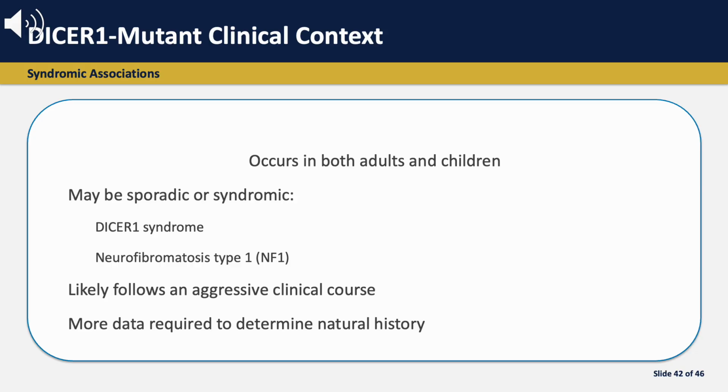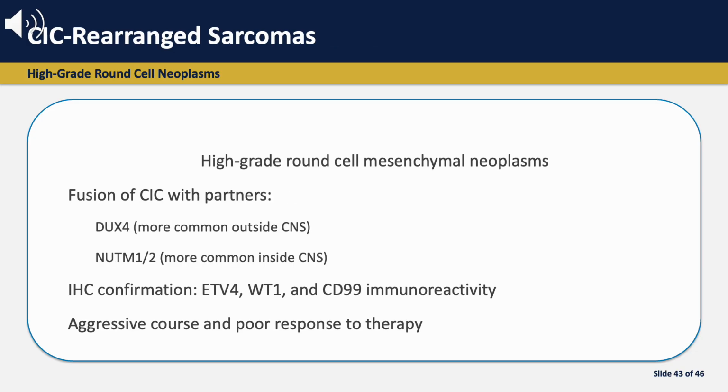CIC-rearranged sarcomas are high-grade round cell mesenchymal neoplasms, more often arising in younger patients outside of the CNS, but may rarely occur within the brain as well. These sarcomas possess a characteristic fusion of CIC with various partners such as DUX4, which is more common outside the CNS, or NUTM1, which is more common inside the CNS.